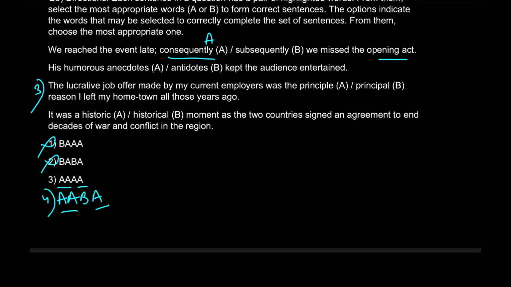That's how you save time using the options and make options your friend. Okay, so if we check over here, we see it was a historic. Okay, no, that's the fourth one.